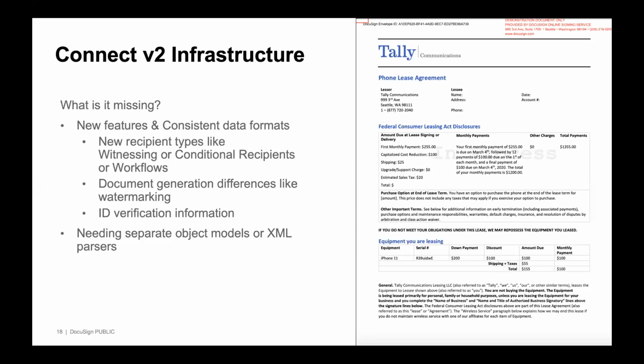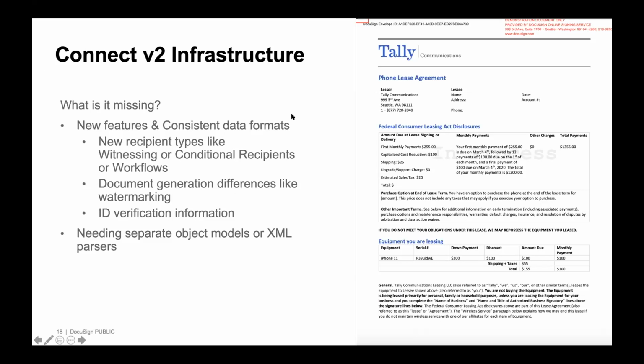But there are also other reasons. So for example, if you're using our REST API already, which is the majority of our customers today, maintaining a separate type of parser and object model for the XML payload, the legacy payload, again, it's more work for developers. So if you're using the REST API, the Connect V2 infrastructure is going to be very familiar for you.